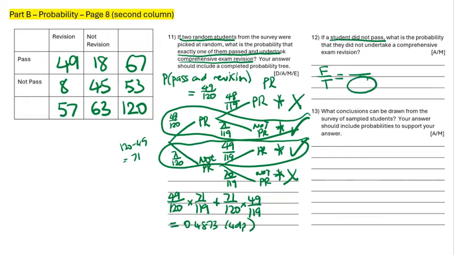And the first part of the question is figuring out the bottom, who do we actually care about from the table? And as I said before, we only care about the people who didn't pass. And the people who didn't pass was this 53 number here. So that's going to be the bottom of your fraction.